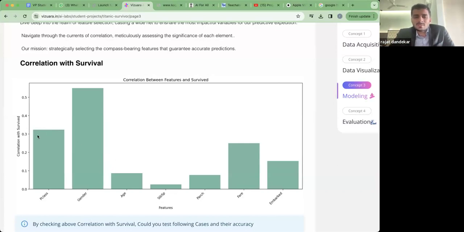And anything which has these 0.3, 0.5 values means it's a good correlation. So from this, we can see that gender has a correlation value of around 0.5 plus. P class has a correlation value of around 0.32 or 0.33, which means that both of these data attributes are maximally correlated with the survival rate of a passenger.